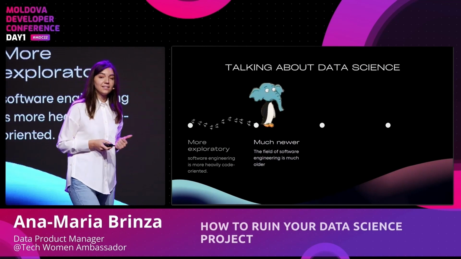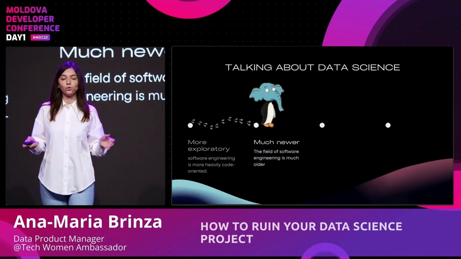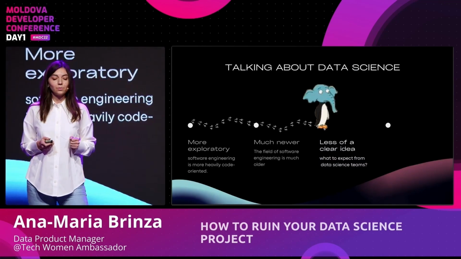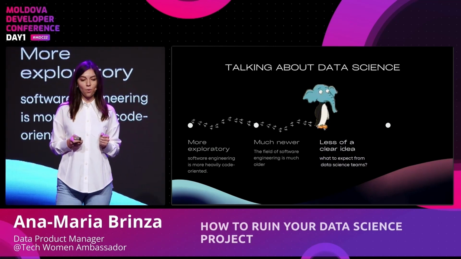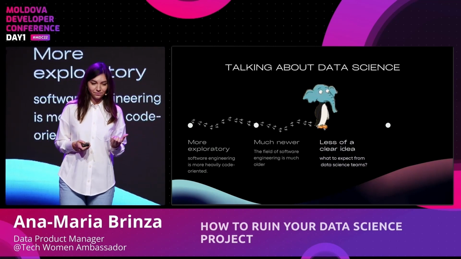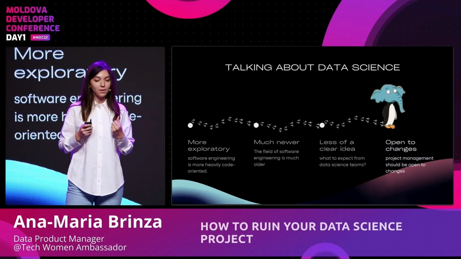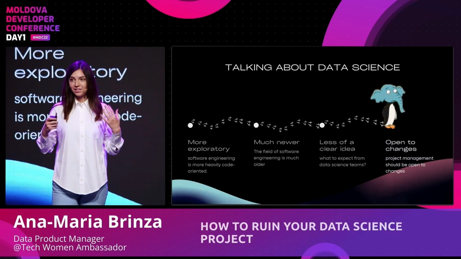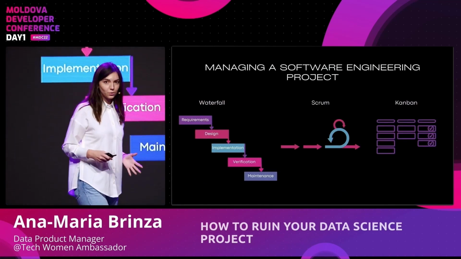Next, data science is much newer as a field, while software engineering has been there for years and years now. And prior to this previous point, business teams usually have less of a clear idea what to expect from data science teams and from a data science project. And lastly, data science project management should be more open to changes. So given all these differences, managing a software engineering and a data science project is also different.